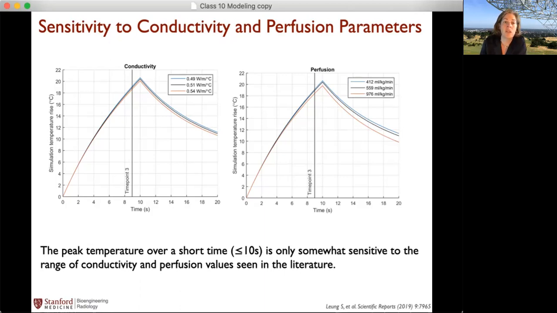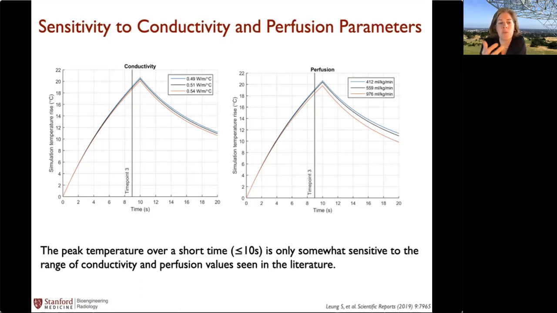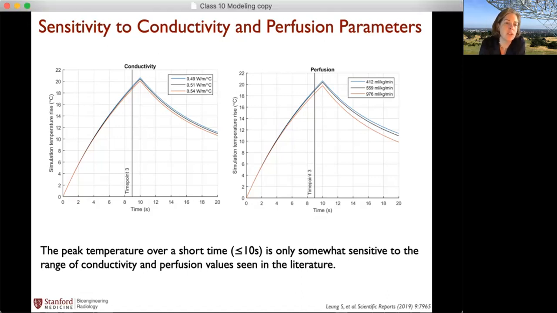So the take-home point here is, yes, the conductivity affects the simulation, but if you use that range of parameters for the conductivity that we find in the literature, it doesn't really affect it a whole lot. So that was one take-home point. And the other take-home point is that if you look at very short time frames, like 1 to 3 seconds, it really isn't making any difference at all to have those variable conductivity terms. So that was another interesting take-home point.